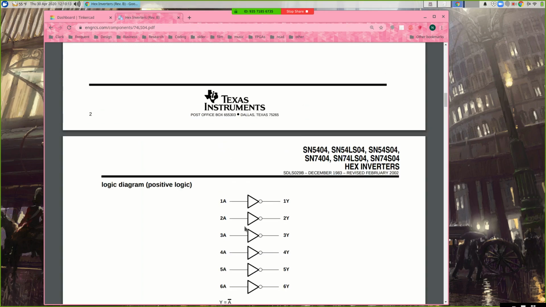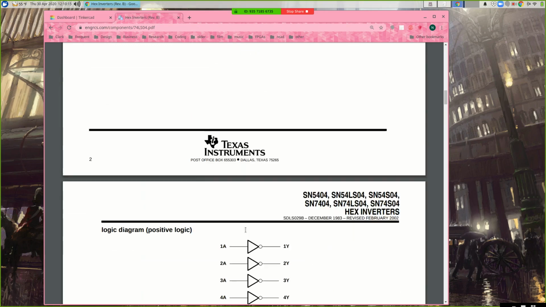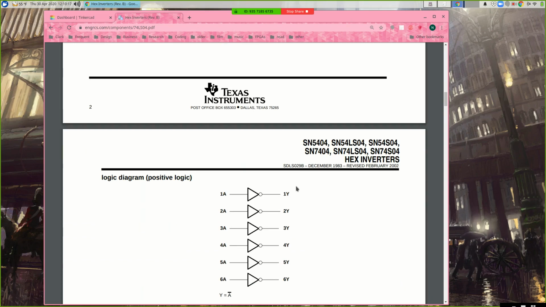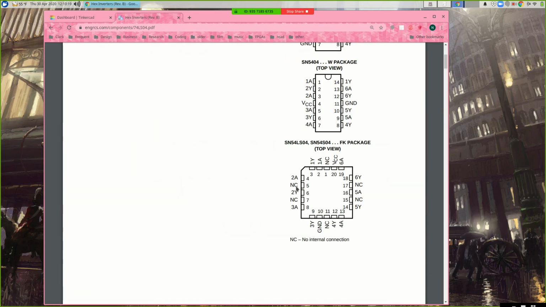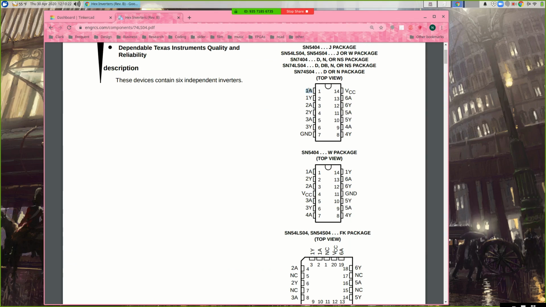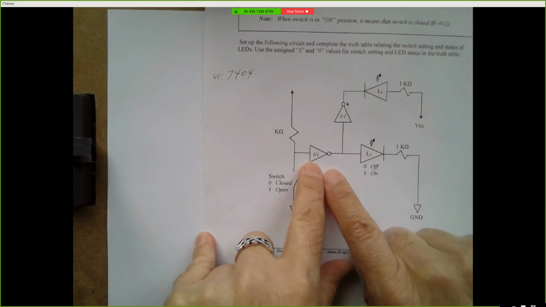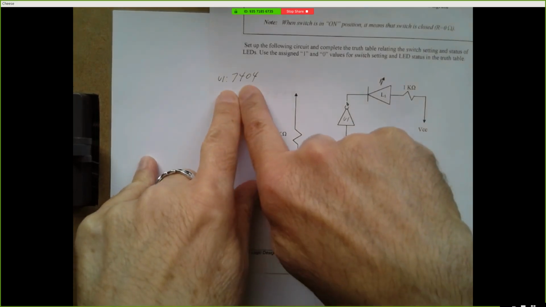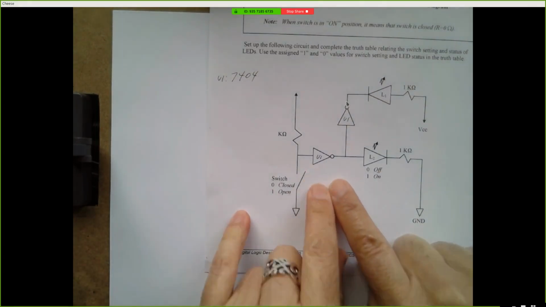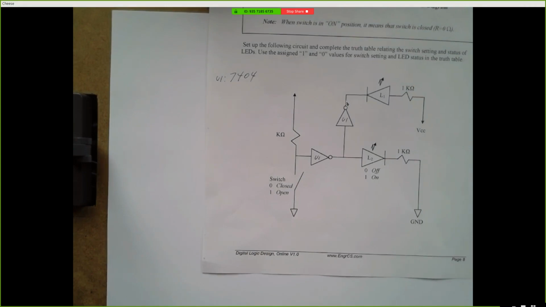So if we want to use an inverter from this package, we can go in on 1A, come out 1Y, which means we can go in pin 1 and come out pin 2. Or we could go in pin 3 and come out 4. Or we could go in pin 13 and come out pin 12. So if you have a schematic like this, and you know you want an inverter, and you figured out that's a 7404, next thing to do is figure out what pins to use.